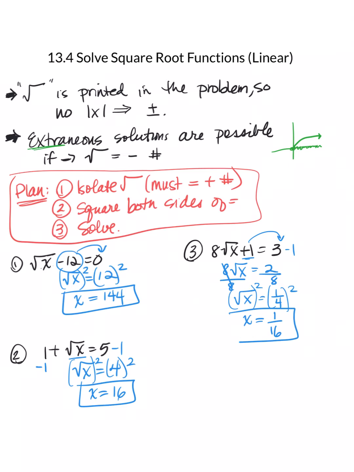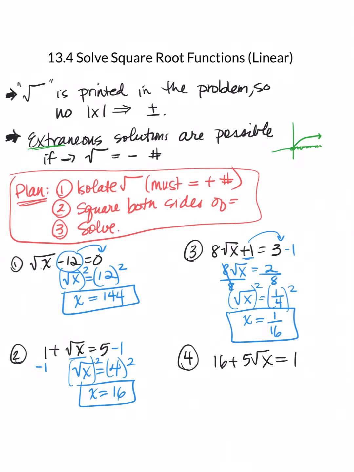Now, there's my answer. Now, if I go back to check, it's a little trickier, but look, I'm just doing the square root of 1/16. So remember, when you take the square root of a fraction, you take the square root of the top and the square root of the bottom separate. So the square root of the top is 1, square root of the bottom is 4. So this is basically saying 8 times 1/4. Well, 1/4 of 8 is 2. 2 plus 1 is 3. So it does check out just fine.